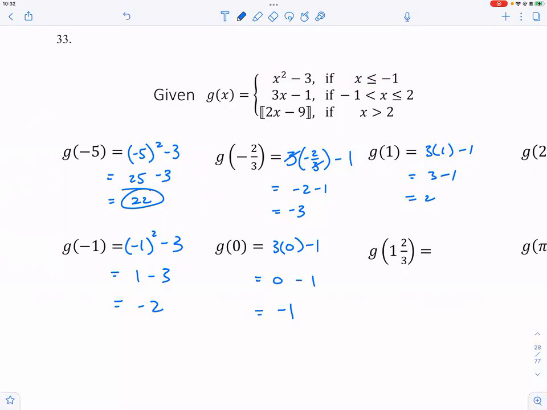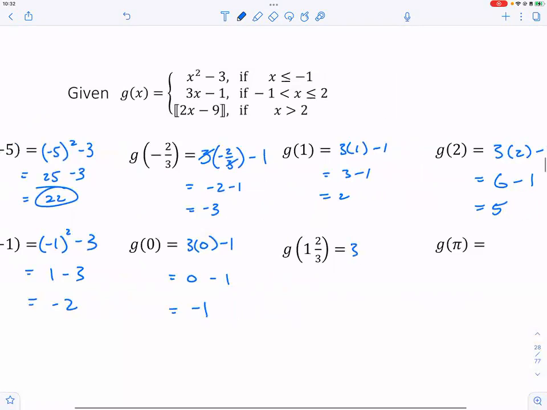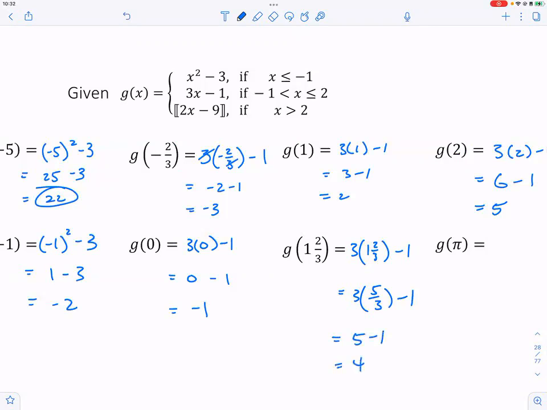The next one, g of 1 and 2/3. We'll still use the middle equation. So 3 times 1 and 2/3, which I would change to an improper fraction in just a moment. So 5/3 minus 1, so 5 minus 1, which is 4. We've got a 4 right here. All right, g of pi.